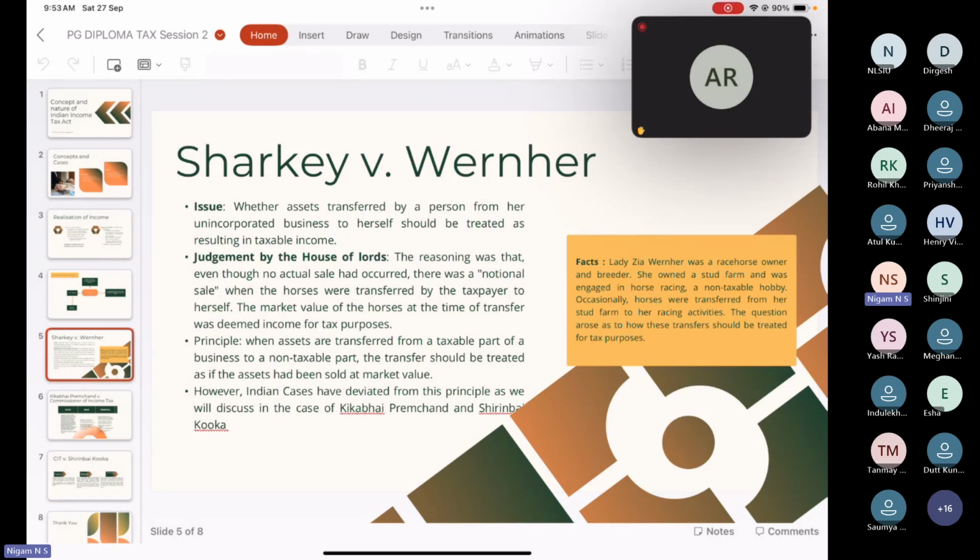Occasionally, horses were transferred from the stud farm to her racing activities. And the stud farm was a profitable trading business. A stud farm is basically a farm where you acquire horses from various places and then sell those horses. In some ways, it's no different from buying and selling anything else, furniture, or oranges, apples, etc. The question arose as to how these transfers should be treated for tax purposes. The issue was whether assets transferred by a person from her unincorporated business to herself should be treated as resulting in taxable income.